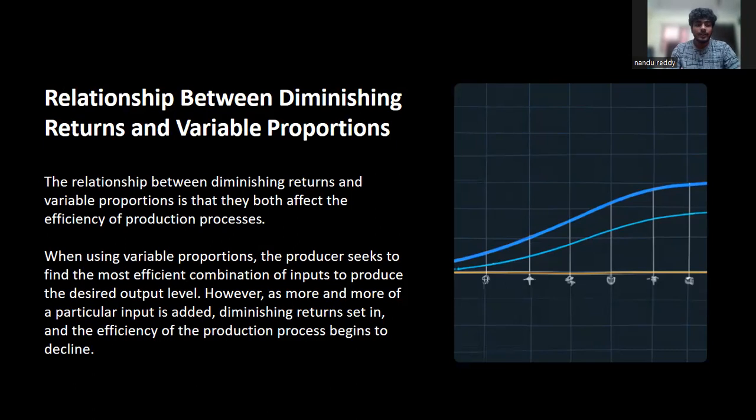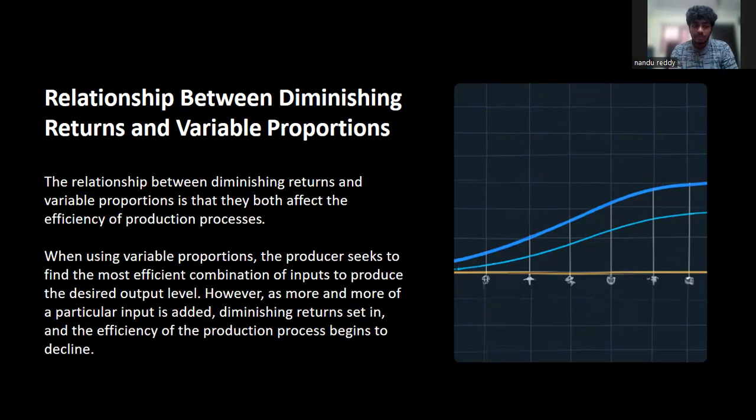As I said before, the relation between diminishing returns and variable proportions is that they both affect the efficiency of the production process. See, diminishing returns means that changing the variable inputs starts to decrease the efficiency.